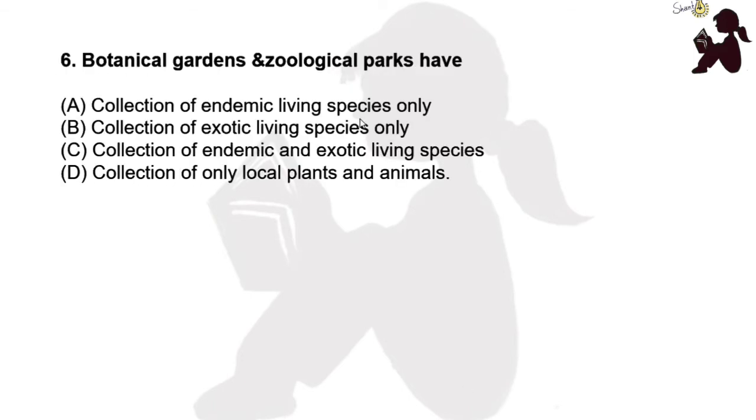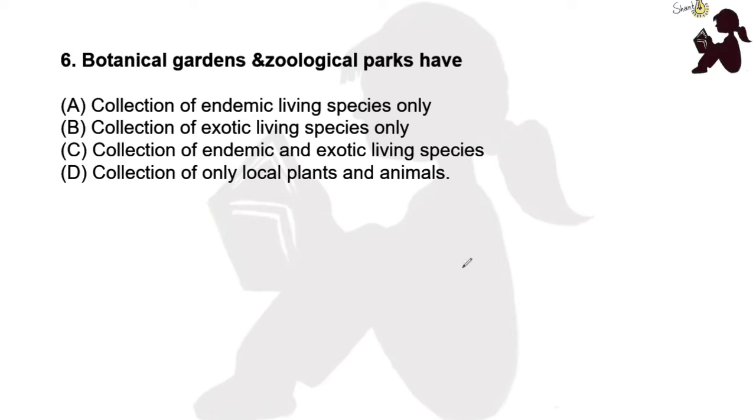Here the next question is, botanical gardens and zoological parks have option A, collection of endemic living species only; option B, collection of exotic living species only; option C, collection of endemic and exotic living species; and option D, collection of only local plants and animals.